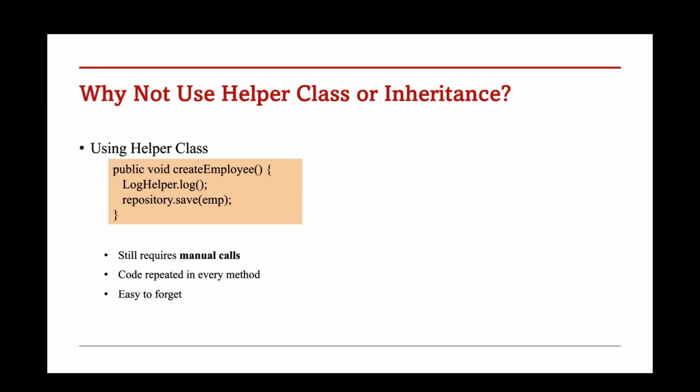You write the logging code once. But here is the issue. You still have to manually call that helper in every method. The logging code is in one place, but the calls are still repeated everywhere. You still have to remember to add it in every method. And if you forget one, your application becomes inconsistent. Helper class reduces duplication, but it does not eliminate manual wiring.